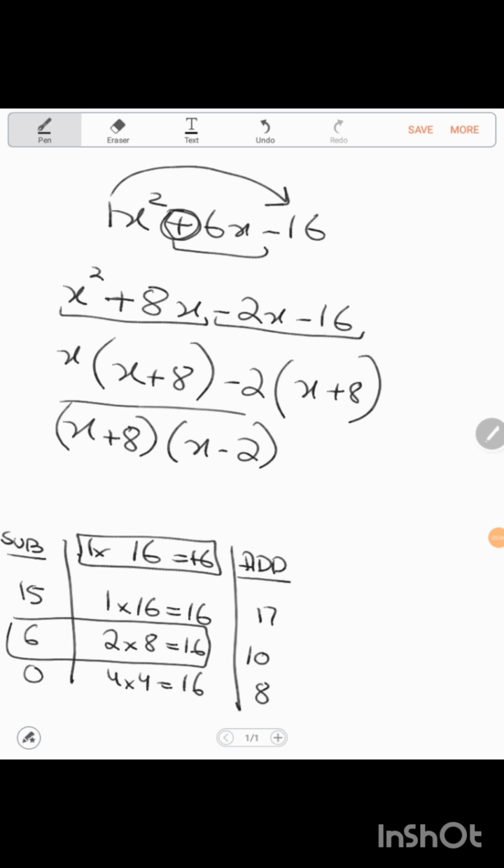I hope I'm making things simpler and clearer, and you are getting the concept of middle term break, because most of the students find middle term break very difficult and then they jump towards applying the quadratic formula. If you understand how you can do middle term break factorization, then you are going to free yourself from applying that big quadratic formula.